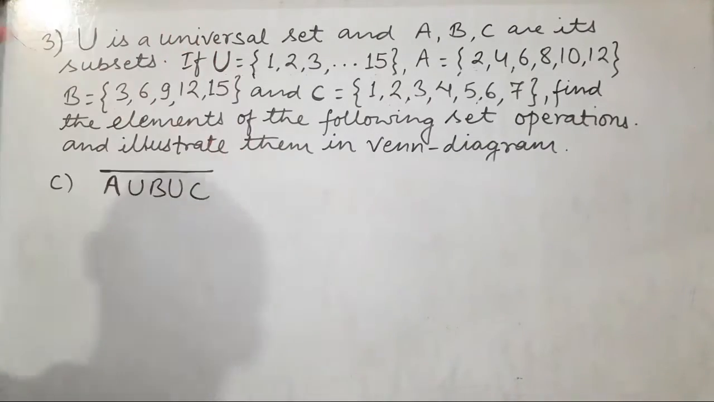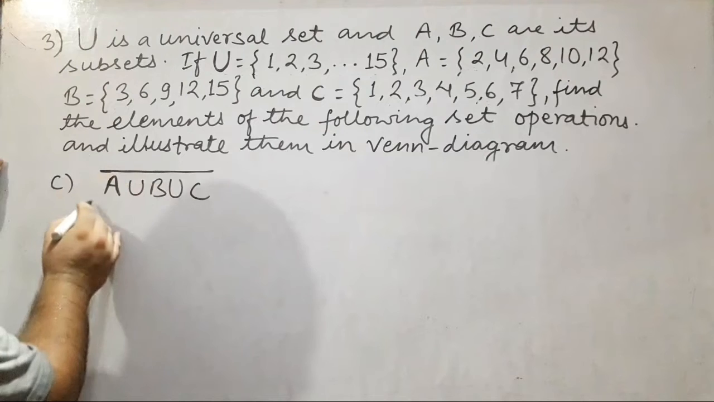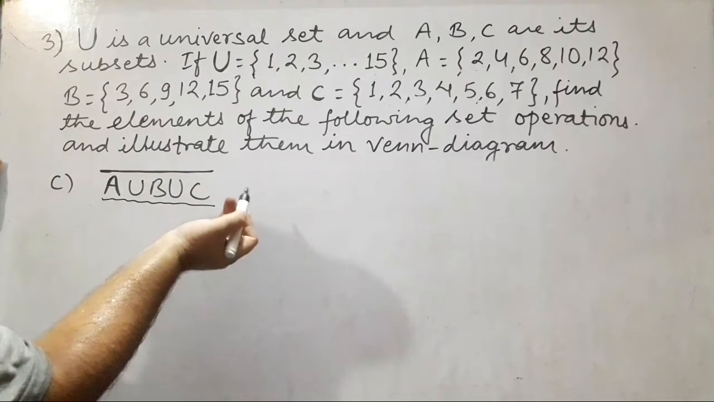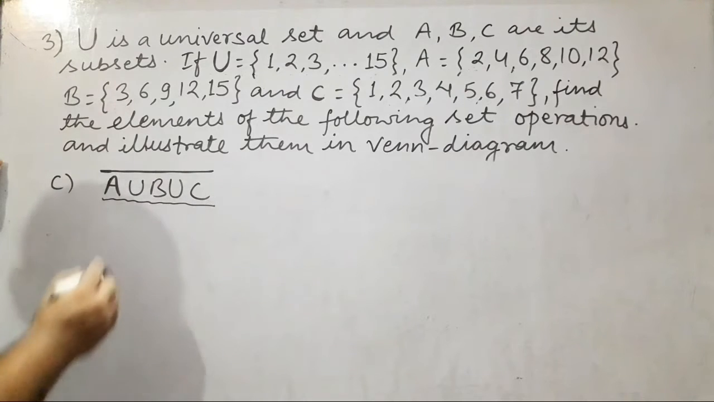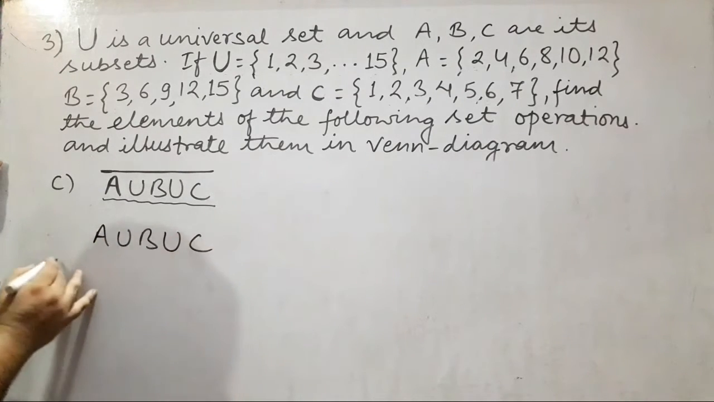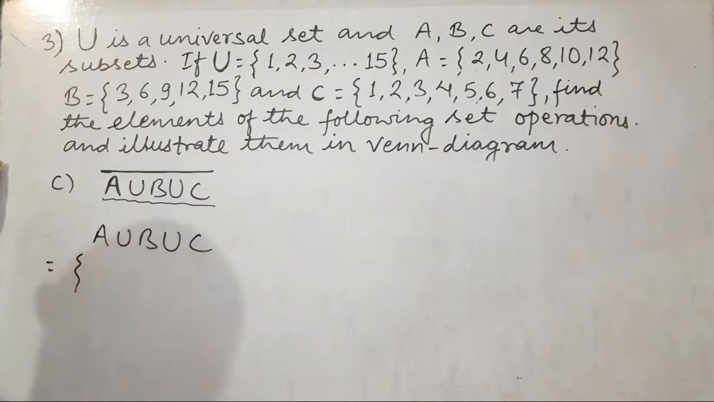So let's see here, A union B union C complement. At first we have to find out A union B union C, then after that we have to find out the complement. Okay. A union B union C. We'll write down the elements.